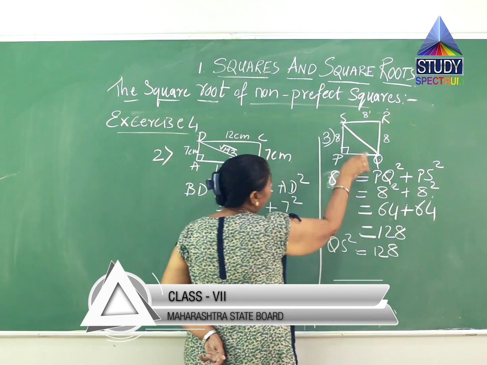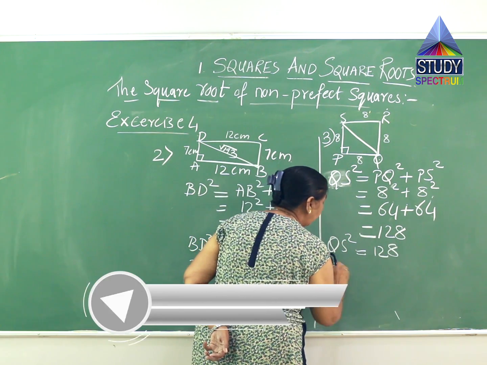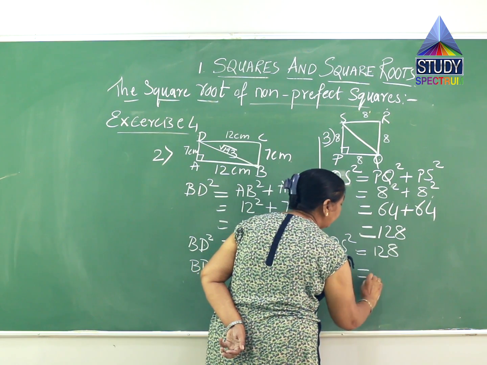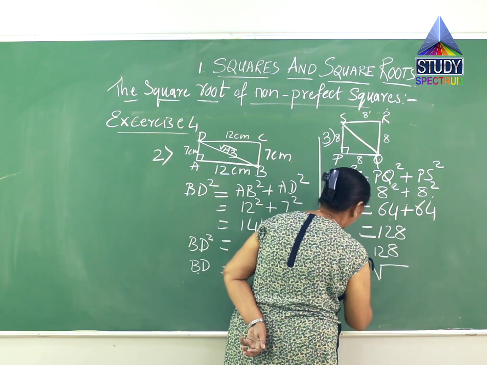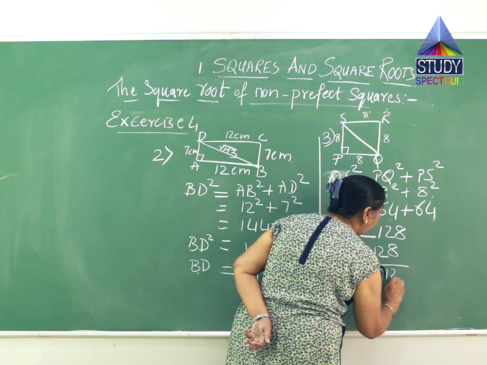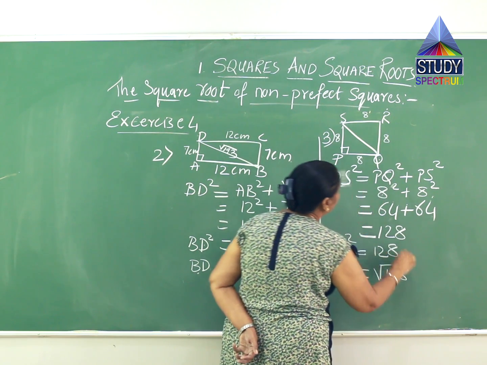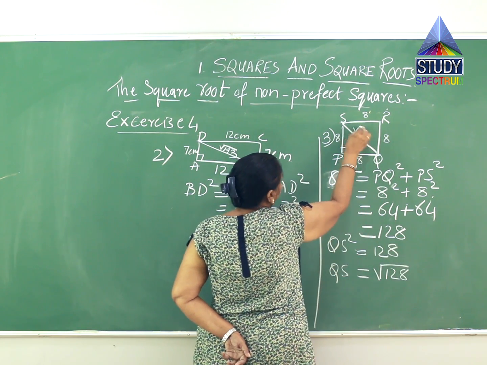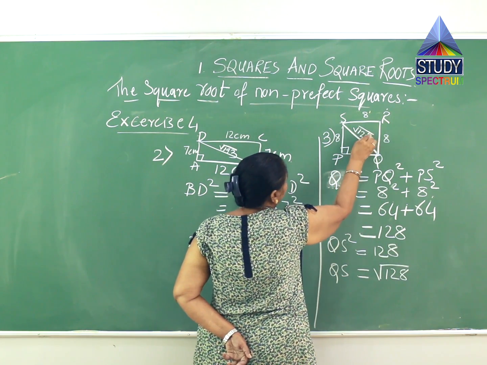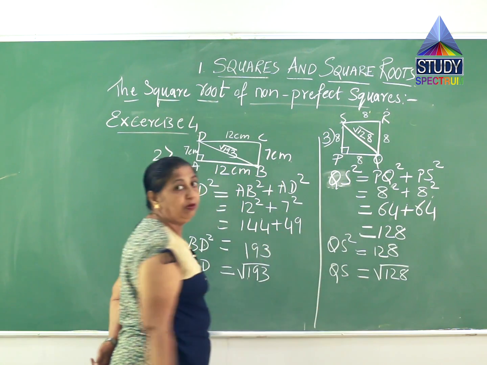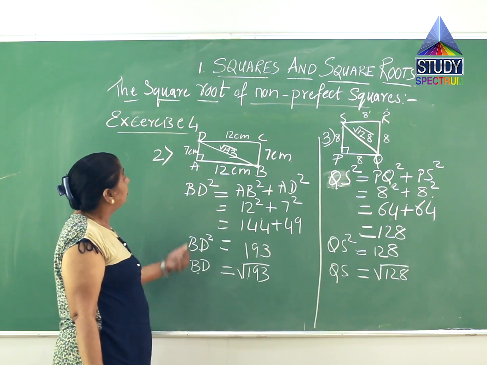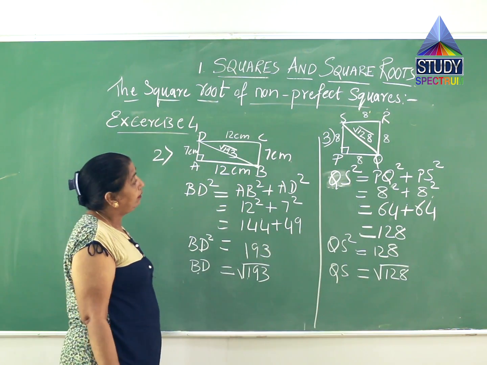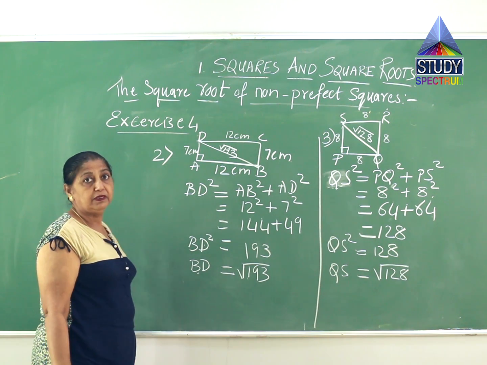We need just QS. So we have to take the root on both the sides. So QS is root of 128. So the diagonal of this square is root of 128. Hope you have understood this example very well. Now let me start with the other topic.